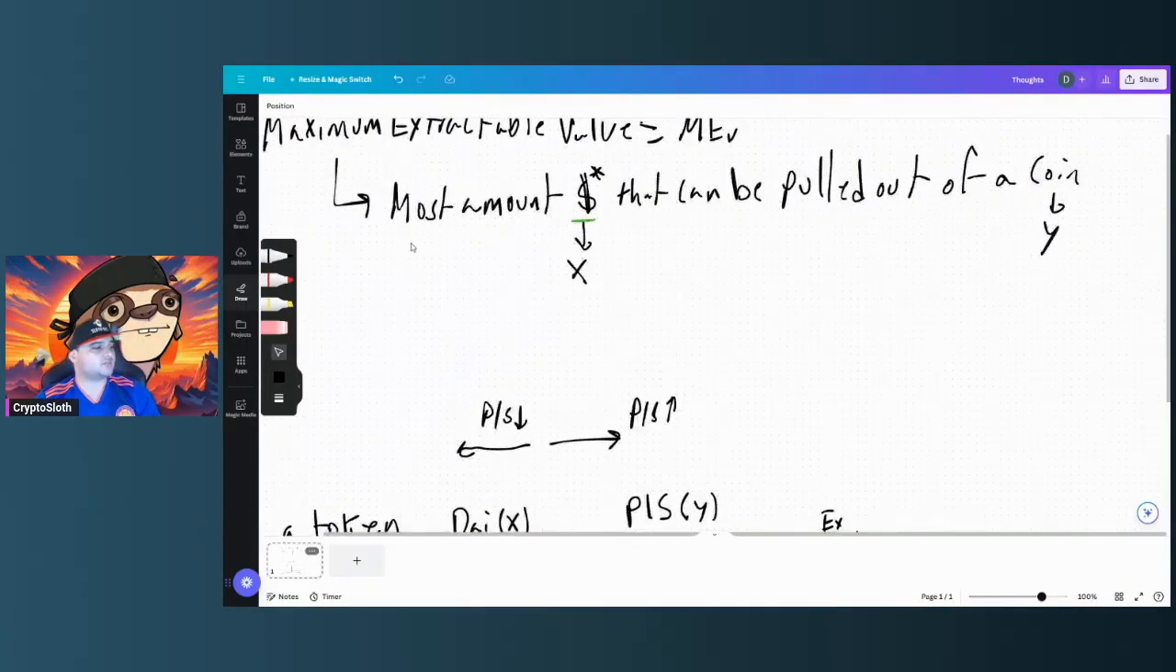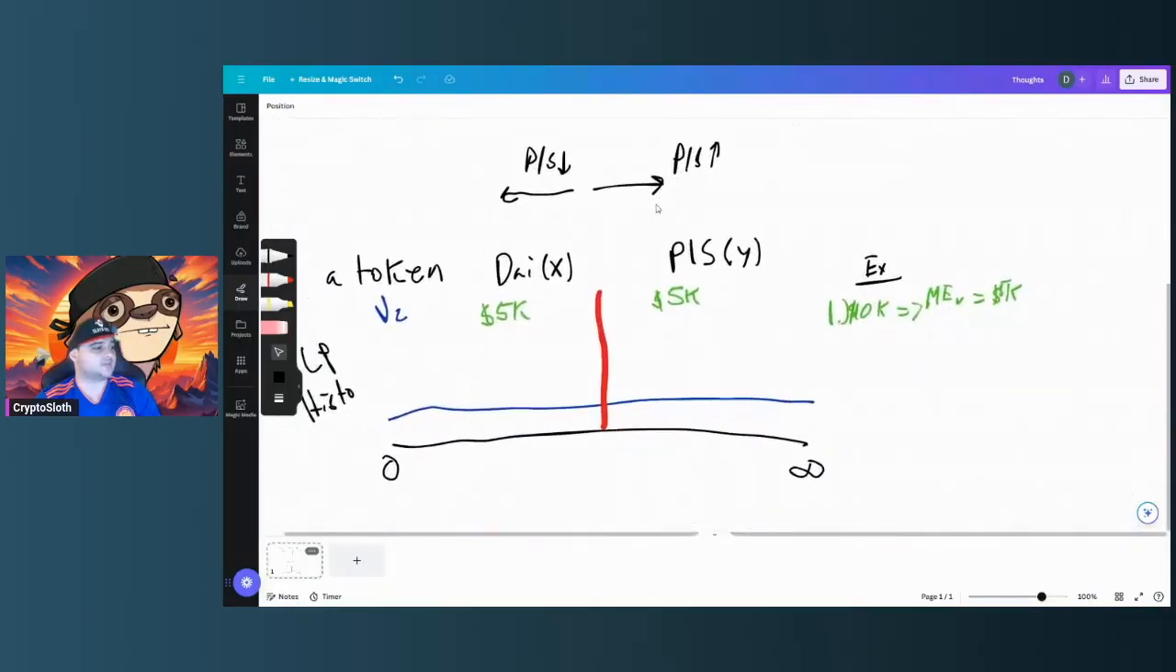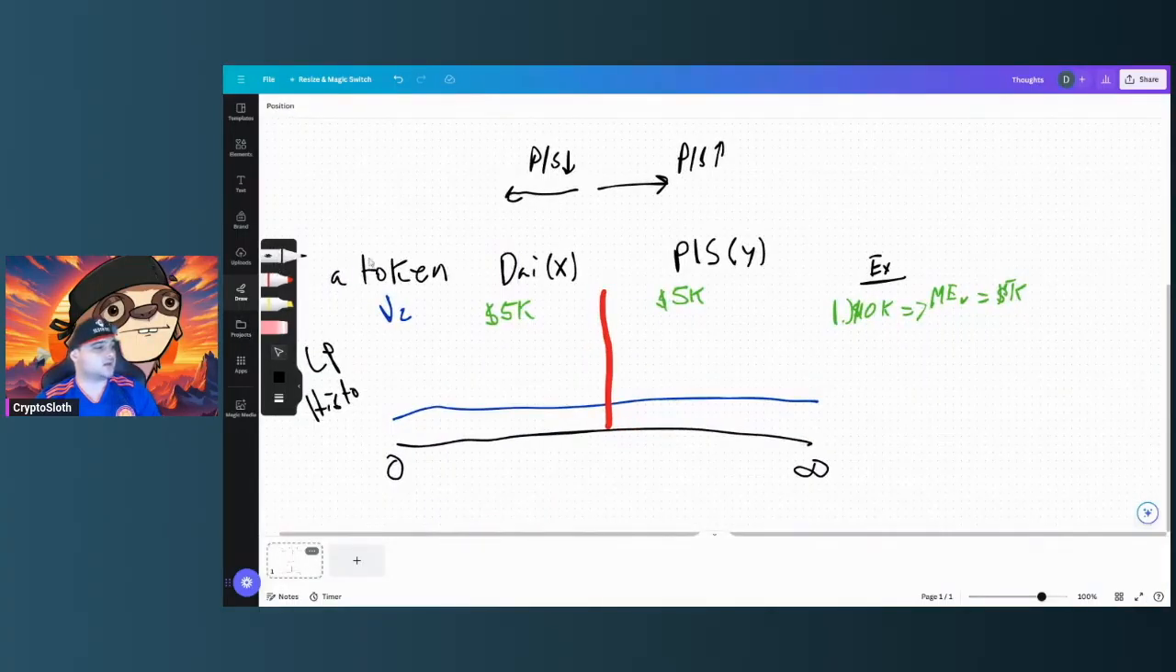So if we look at that, the most amount of money that can be pulled out of a coin is dictated by what's in the liquidity pool. And if it's dictated by what's in the liquidity pool, and this is the only liquidity pool that exists, all of the X that's on this side gets calculated into MEV. So in another way, MEV equals the dollar value of X. Okay, so that's what it equals. MEV equals the dollar value of X.